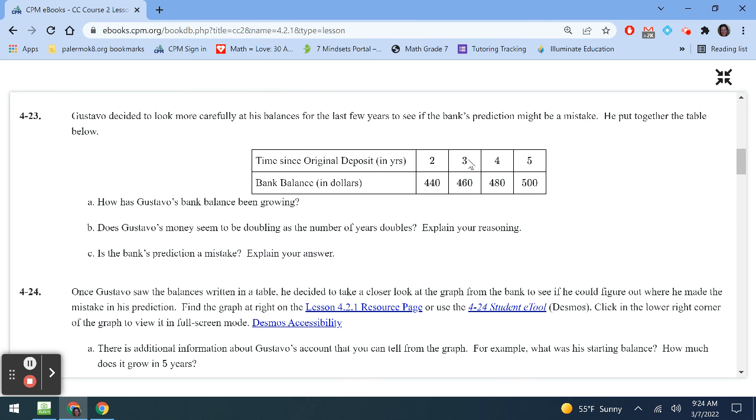So to go from 2 to 3 years is 1 year. So $20 is from 440 to 460. So again, as we see that. Does Gustavo's money seem to be doubling as the years double? I think I better save this one for a different video.